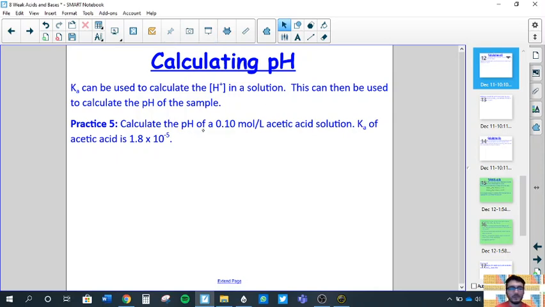We're going to calculate the pH of a 0.1 molar solution of acetic acid with a Ka value being 1.8 times 10 to the negative 5. Okay, so we're looking for pH. We have a concentration. The Ka value of acetic acid is 1.8 times 10 to the negative 5. Let's put all of this together.